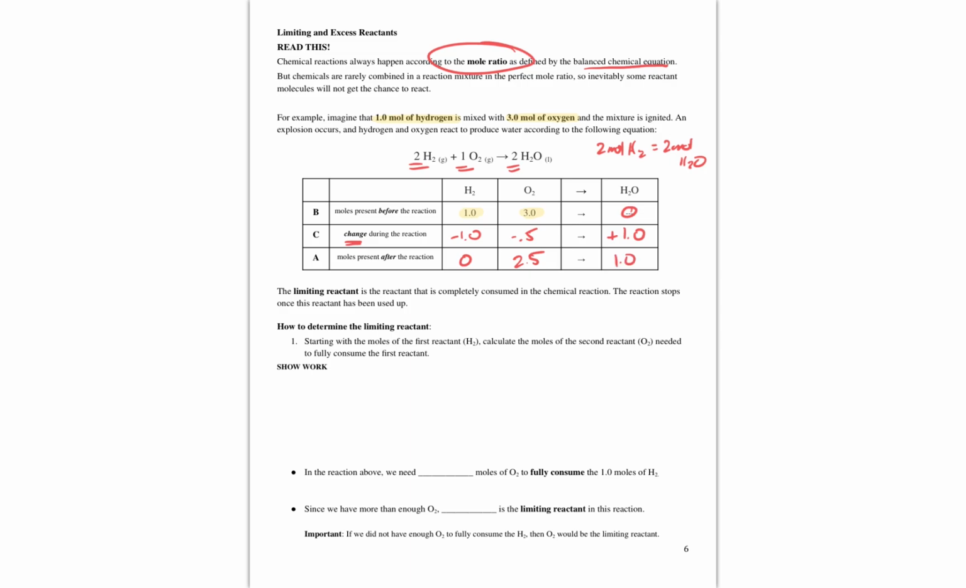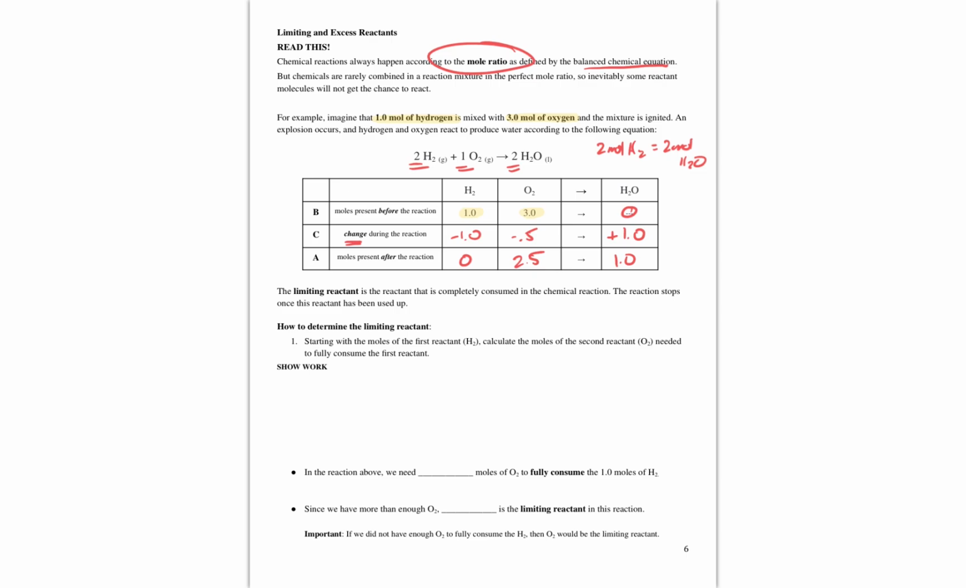This table that I'm filling in here is called a BCA table, or a BCA mole table, which allows you to organize the moles of substance present before the reaction, the change that occurs during the reaction in moles, and then the amount of each substance after the reaction in moles.